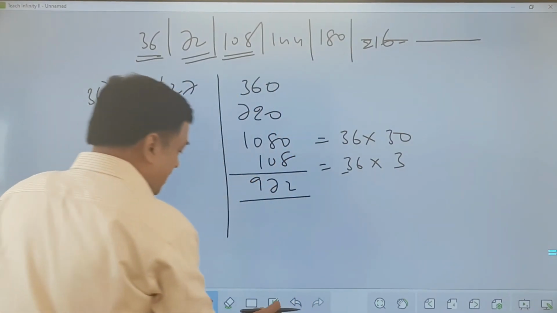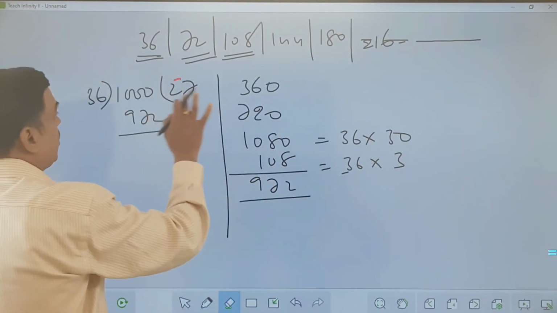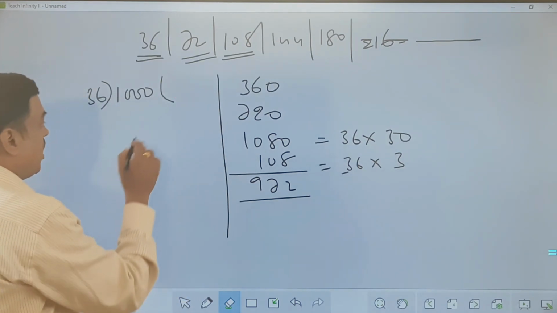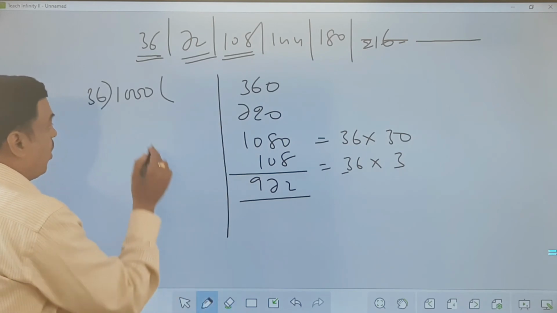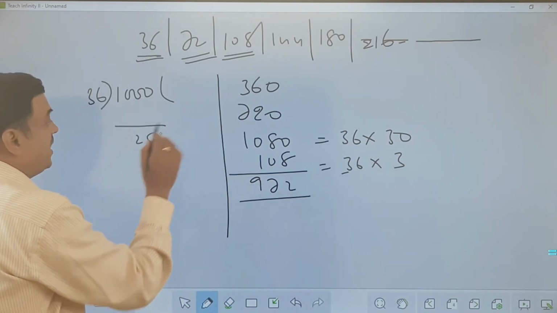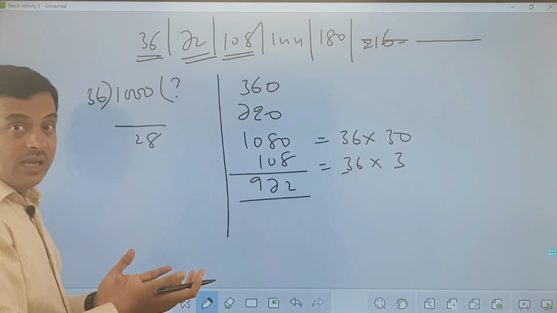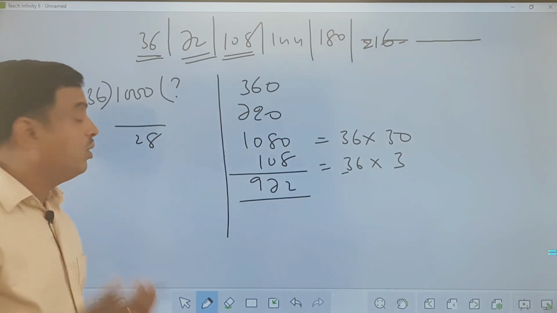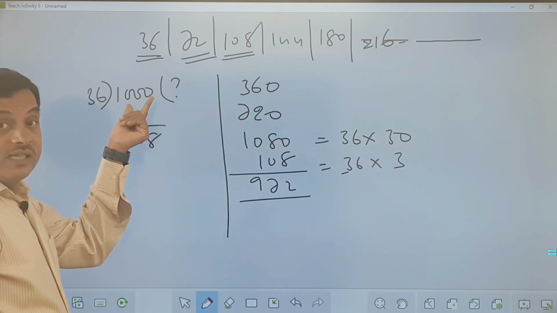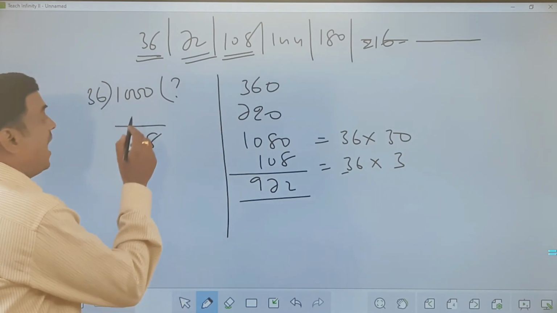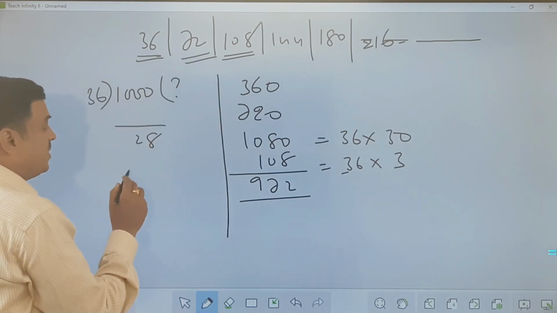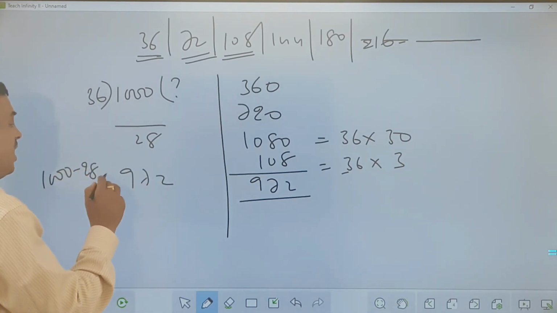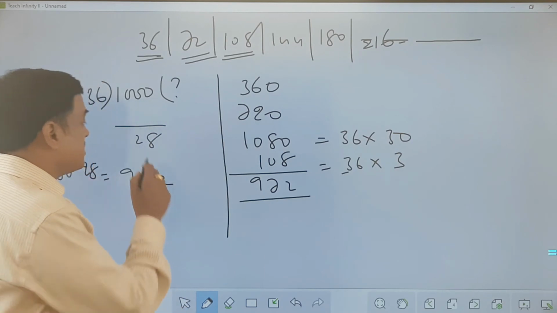I'm sorry, I beg your pardon. This is a wrong statement I made here. If you divide by 36, the remainder is important here. What is the remainder you are going to get? 28, with some number of times. What is meant by remainder, friends? Remainder means a surplus value in the dividend. So I should subtract 28 from 1000, which is going to be 972.